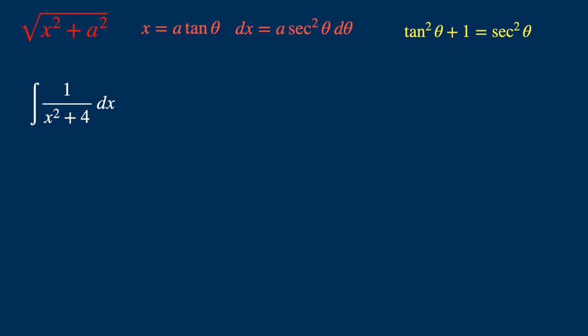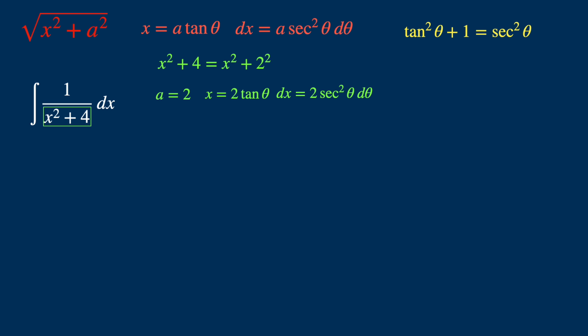Integral of 1 over x squared plus 4 dx. That's x squared plus 4 right there, the x squared plus a squared form. So x squared plus 4 equals x squared plus 2 squared, so a is 2. So x equals 2 tangent theta, and dx is 2 secant squared theta d theta.